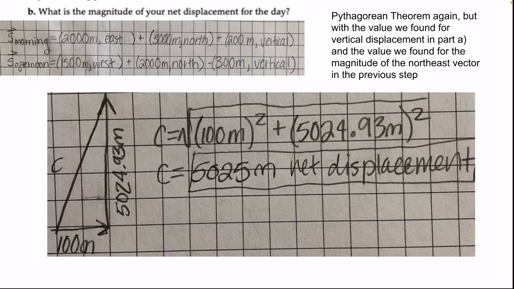So you can see that I drew the triangle one more time to show conceptually why the Pythagorean theorem will work for this. And then you can see you plug in the numbers and you get about 5,025 meters net displacement, which is about 5 kilometers net displacement. So just keeping in mind that the net displacement isn't the total distance traveled, it is the distance from where the hiker started to where the hiker ended. So finding the total distance traveled would be a different calculation, but this is just the net displacement from the origin to the final point.